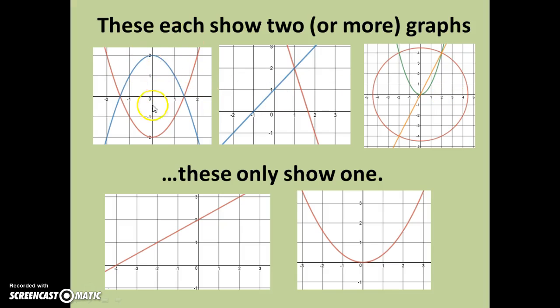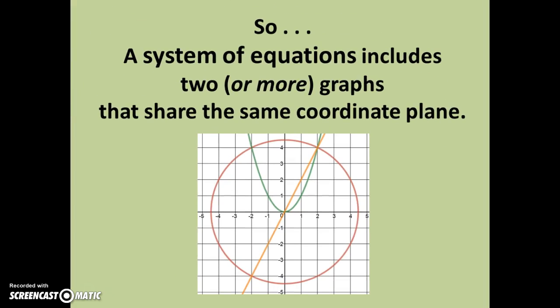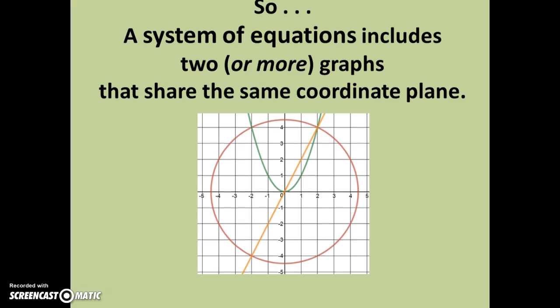As you can see on here, we have two parabolas. That would be a system. On here, we have two lines. That would also be a system of equations. On here, we have a circle, a parabola, and a line. So there's three equations working here. That's also a system. Okay, these you can see we only have one graph. You need at least two graphs in order to have a system of equations. So a system of equations includes two or more graphs that share the same coordinate plane.